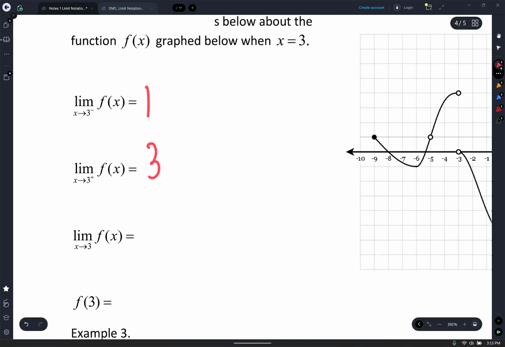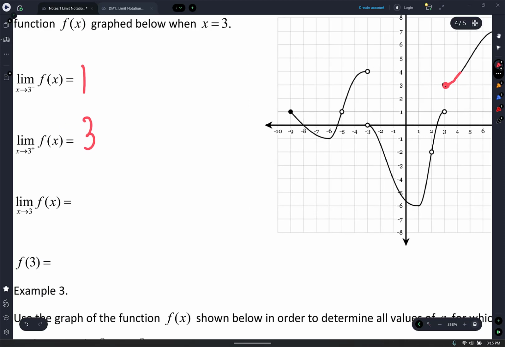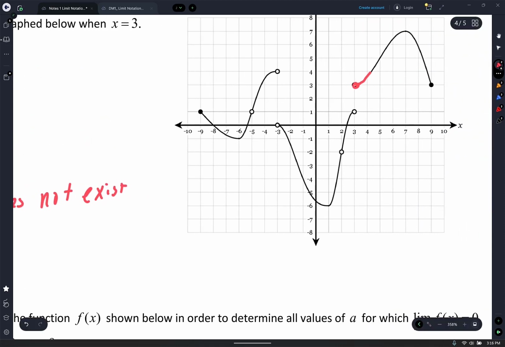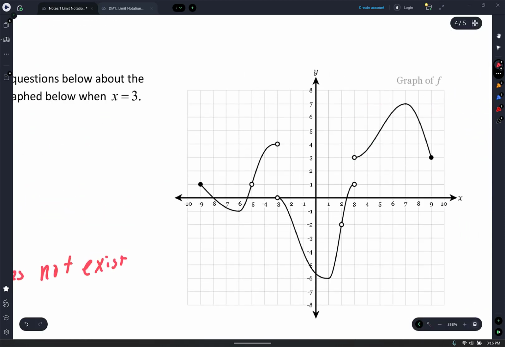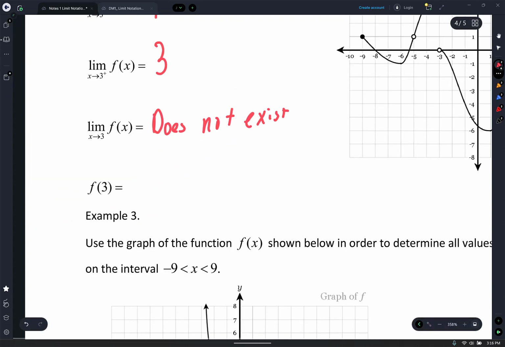And then it says limit as x approaches 3. So that means I've got to check my y value from the left and the right. Are they the same y value? They're not. So what am I going to write? DNE, does not exist. And then it says f of 3. Ooh, am I even defined anywhere? Okay, you're not defined anywhere. I don't see a point anywhere. So you say non-existent.